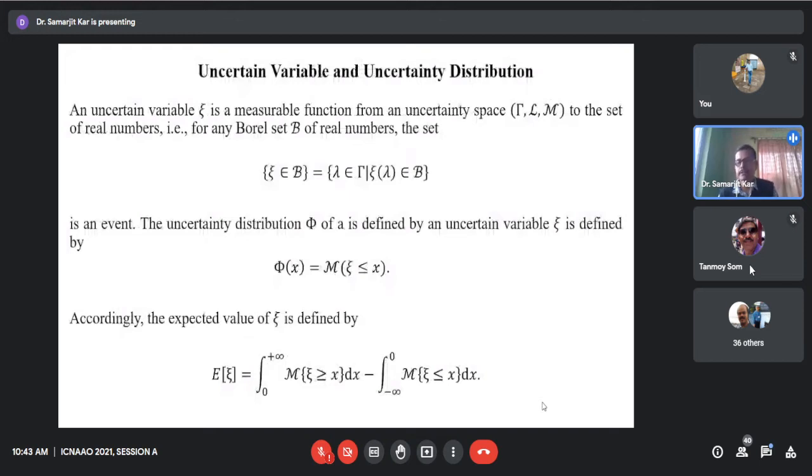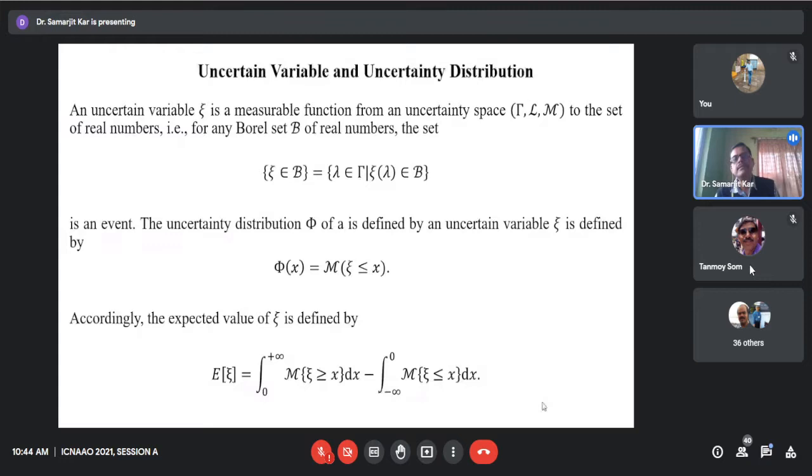Then he defined the uncertain variable and the corresponding distribution like probability theory. An uncertain variable xi is basically a function from the uncertainty space to the real numbers, similar to random variables. He then defined the uncertain distribution by this function, a measurable function, the measure of xi less than or equal to x. Accordingly, you can define the expected value of xi as the integral from 0 to infinity of M{xi greater than or equal to x} dx minus the integral from minus infinity to 0 of M{xi less than or equal to x} dx.